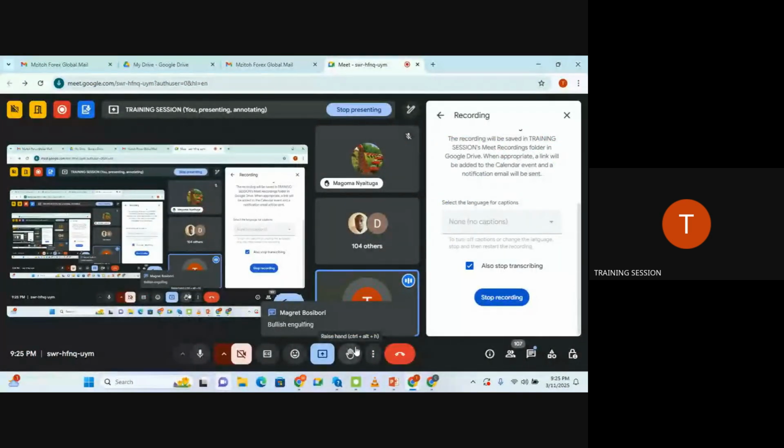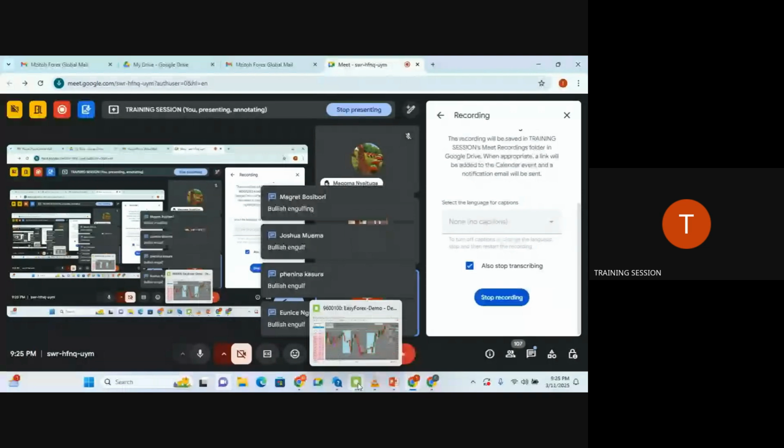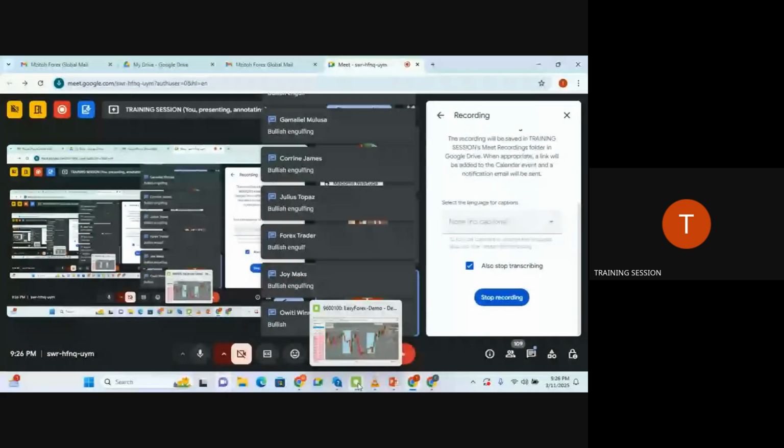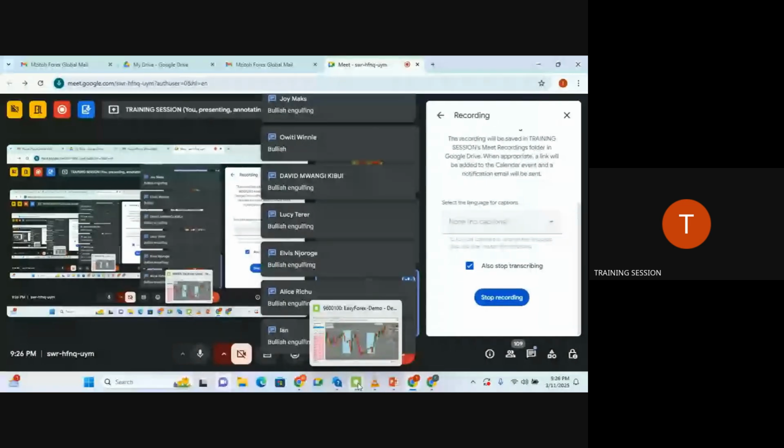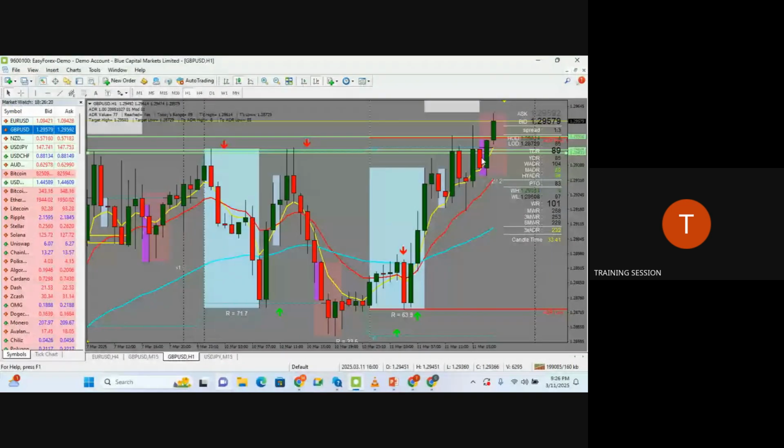Bullish engulfing, Margaret. Okay. Bullish engulfing, Mwema, Fenena, Eunice Ngoro, Corinne James, Julius Topas, Joyce Marks, Owiti, David Mwangi, Lucy Terrell, Elvis Njoroge, Alice Ruchu, very consistent. You have been with us since day one. Ian, Mutisia, Eric, Evangelista. Yes. This is clearly bullish engulfing the bearish. So the two form bullish engulfing. Correct.